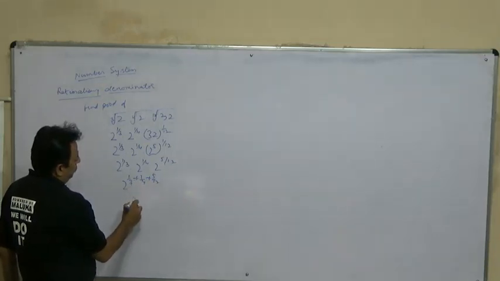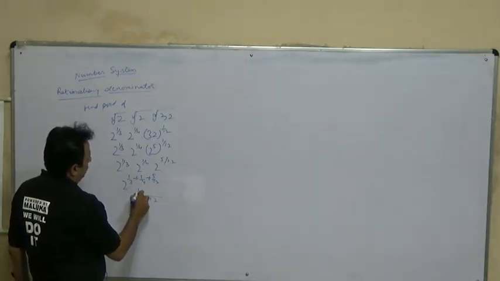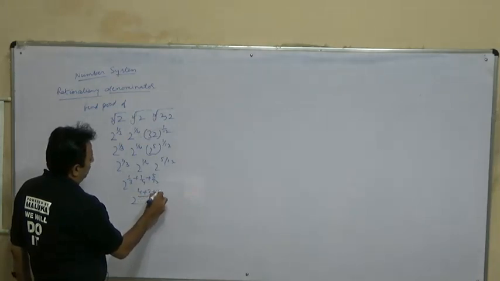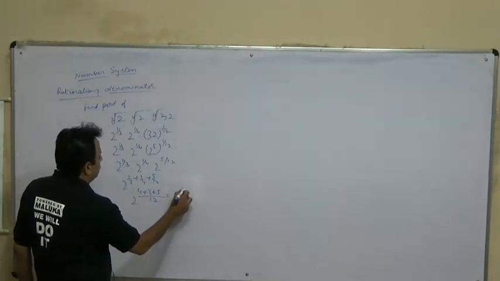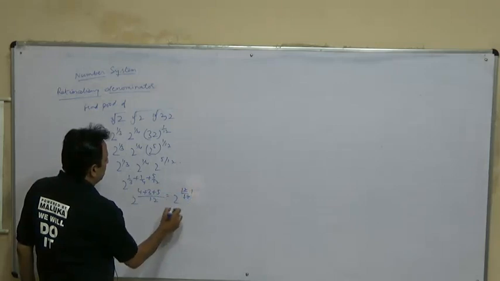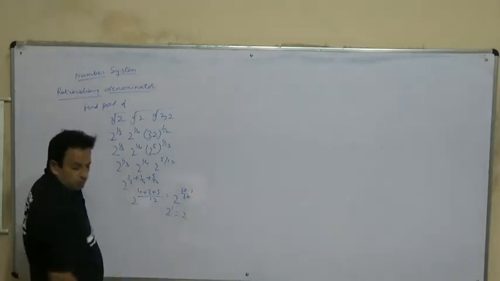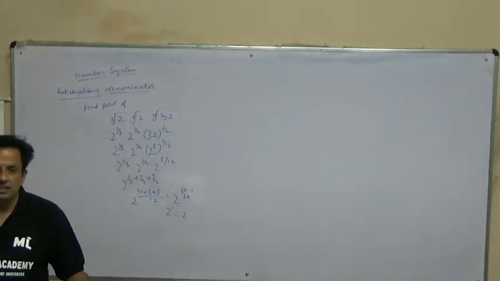So this will be 2 raised to power, this is 12, 4 plus 3 plus 5, this is 2 raised to power 12 upon 12. 2 raised to power 1 is 2. So result in this is 2.